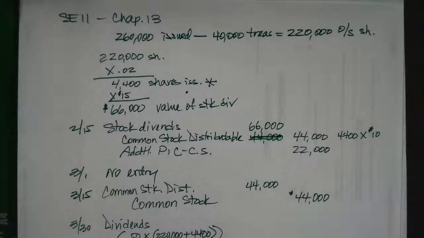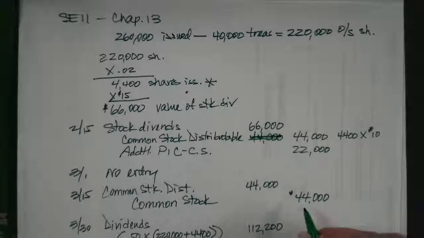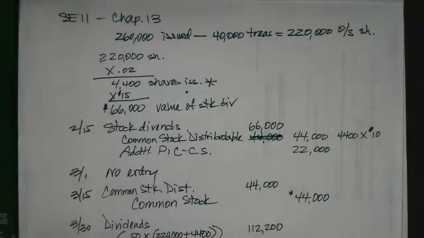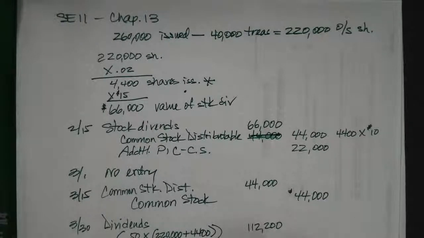So 50 cents times 224,400 shares, that would work out to be $112,200. And of course, we're actually going to pay that later, but right now we're just going to set it up as dividends payable, and it would be paid at a later date. Okay?